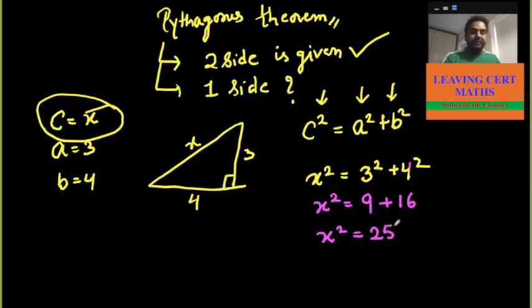So what is the value of x? x square is 25. So what is the value of x? 5. So which means this side is your 5. Any trouble in this question? You can ask if you have any doubts. Not really. I think I kind of get it now.